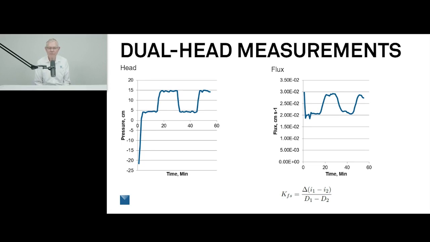In the first graph on the left, you see we maintain an effective ponding depth of a little under 5 centimeters for about 15 minutes. Then we increase it to about 15 centimeters for 15 minutes. Then we go back to the 5 centimeter depth. The graph on the right shows the infiltration response to the ponding depth changes. So averaging over the values circled in red provides the data for calculating hydraulic conductivity.